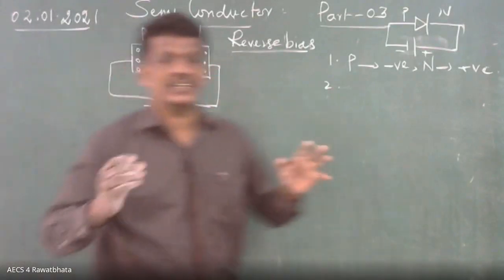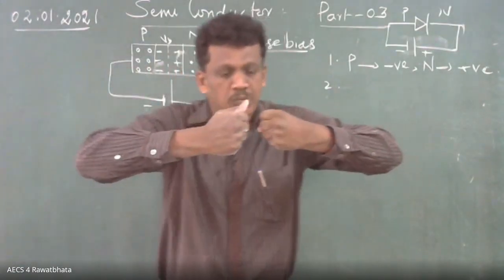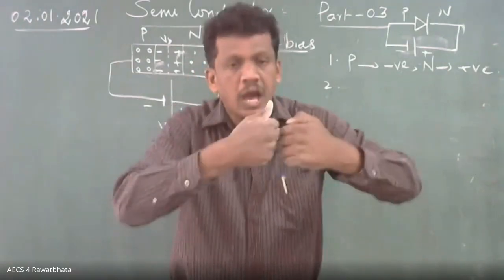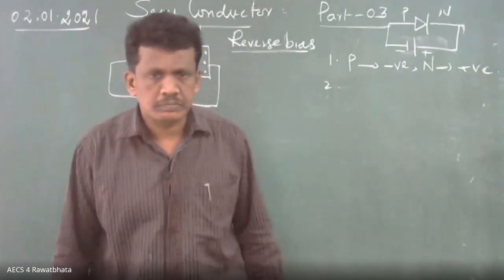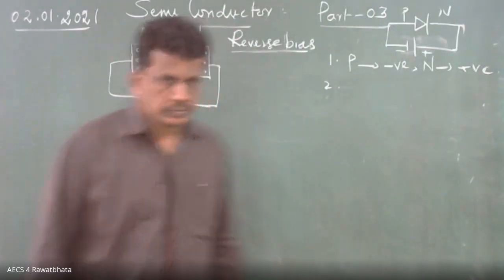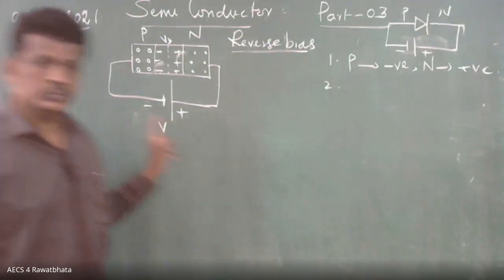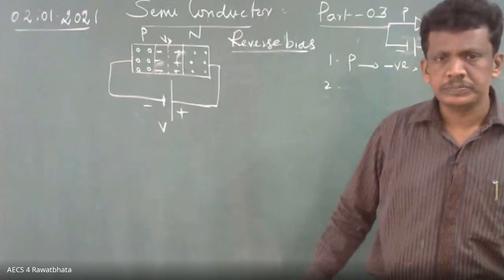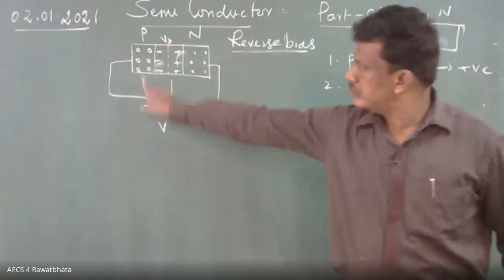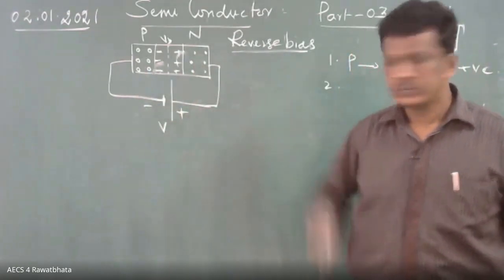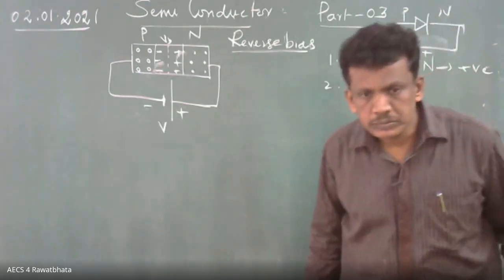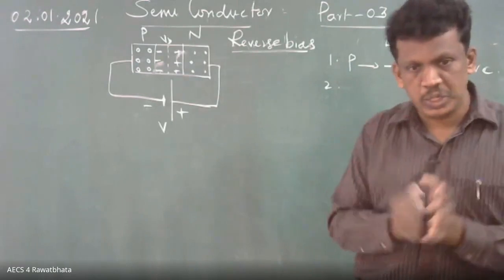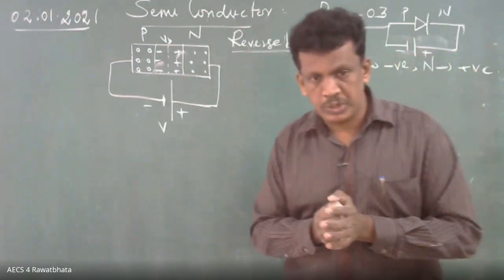Just imagine how the majority carriers are moving. Anyone of you can respond? Towards the junction or away from the junction? How the majority charge carriers will move? Yes, Saurabh is responding, away from junction. Very good. Divani and others, Saloni, others also respond.